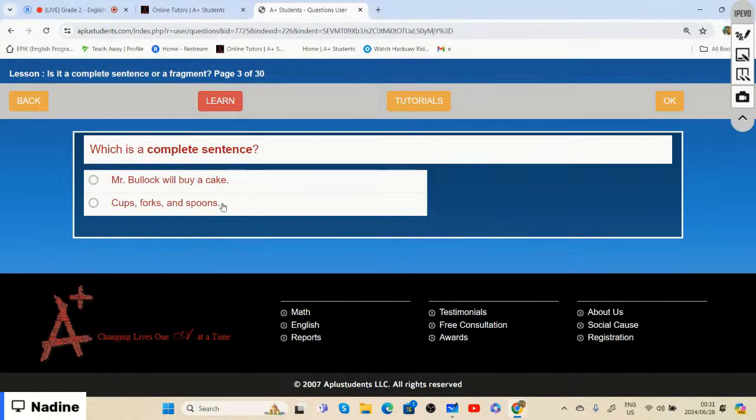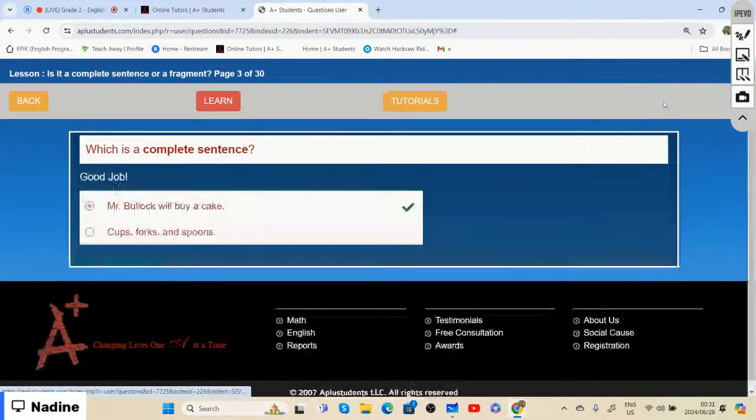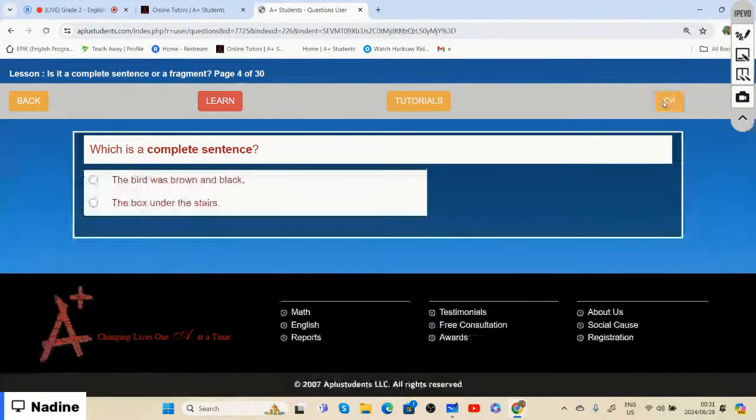Yes, so if we were to choose the correct one, option one is a complete sentence because Mr. Bullock is our subject and buy is our verb, right? So well done. All right, let's look at the next one. Which is a complete sentence once again? It is the bird was brown and black, or the box under the stairs? We need to choose the sentence that expresses a complete thought and has a subject and a verb.